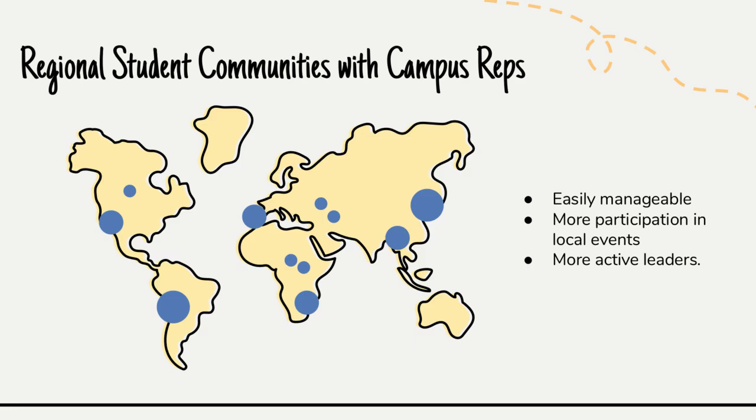The problem we are solving with campus representatives is that the entire big community becomes easily manageable when it is divided into small communities with the help of campus representatives. And we get more participation in local events since the campus representatives have their own influence and will be able to reach out to a lot of students. So this will mean increased participation at local events and more active leaders. With this, we'll have more active leaders from different colleges who are actively participating in all our programs and who are helping us expand the UO program.